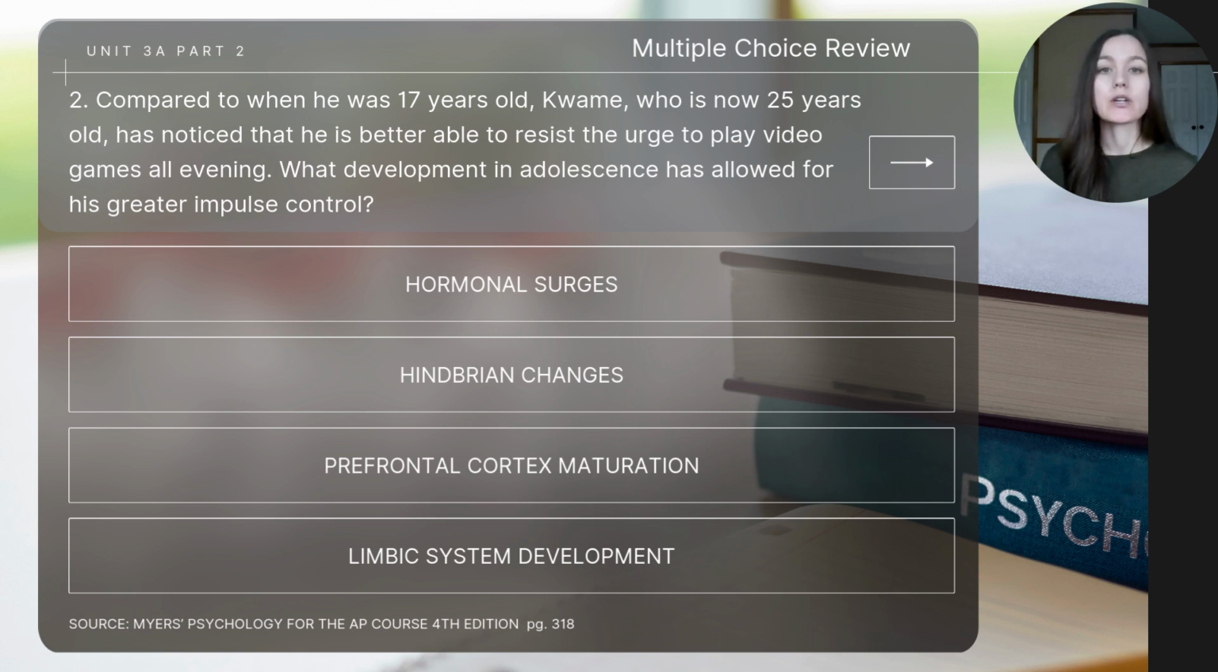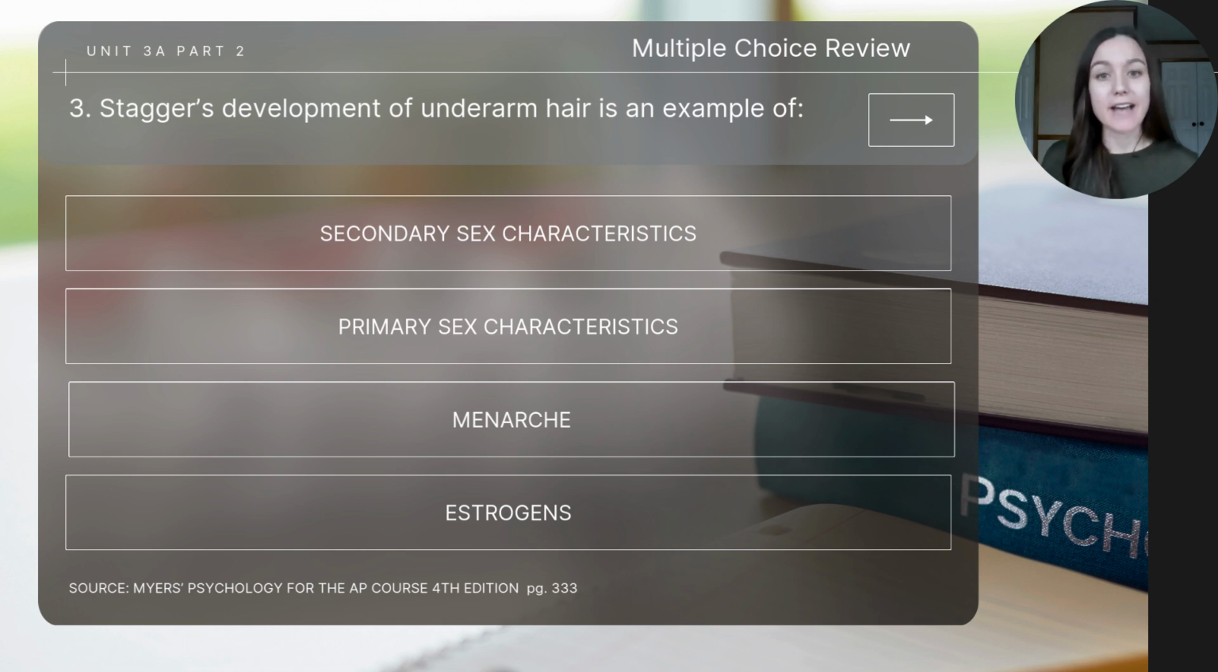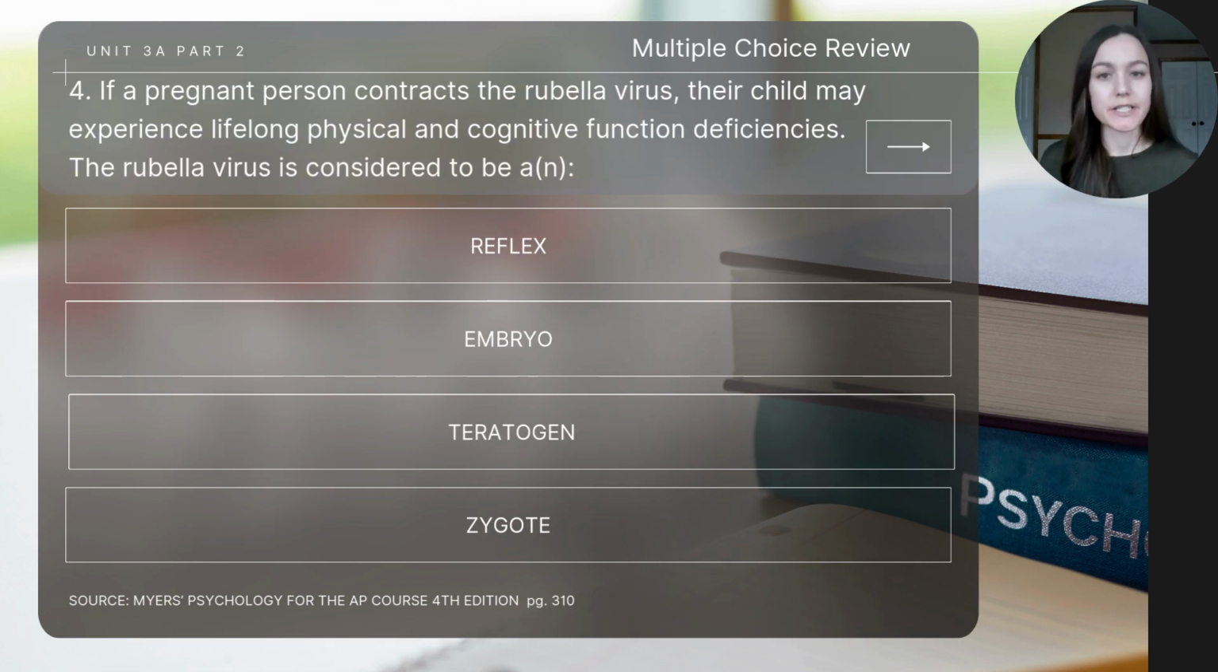Question number 2 says, compared to when he was 17 years old, Kwame, who is now 25 years old, has noticed that he is better able to resist the urge to play video games all evening. What development in adolescence has allowed for his greater impulse control? Question number 3 says, Stagger's development of underarm hair is an example of. Question number 4 says if a pregnant person contracts the rubella virus, their child may experience lifelong physical and cognitive function deficiencies. The rubella virus is considered to be a or an.